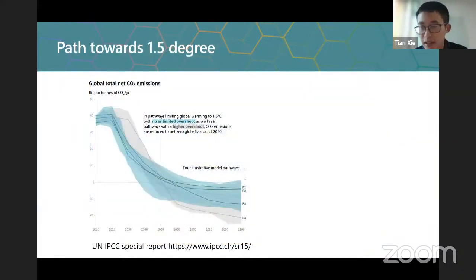One of the key goals we have set for ourselves is the path towards a 1.5 degree increase in the current century. This is the target. We're currently around 1.2 to 1.3, so there's very little room left if we want to achieve this goal by around 2050. This is one projection from the latest UN IPCC special report. This is how much we need to reduce CO2 emissions in the next 50 years if we want to achieve this 1.5 degree Celsius target for global climate change. There are two paths here. Achieving this requires a lot of new innovations in the coming decades.